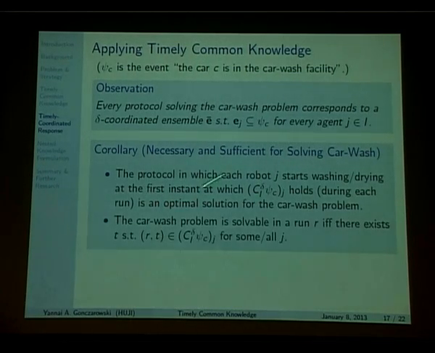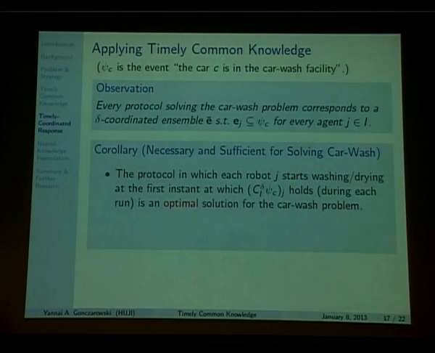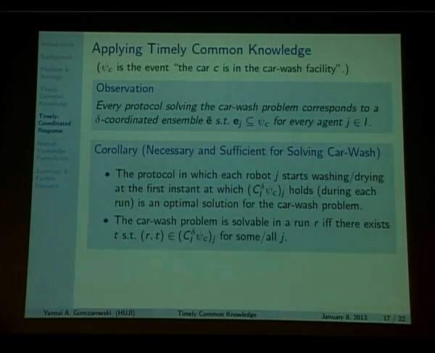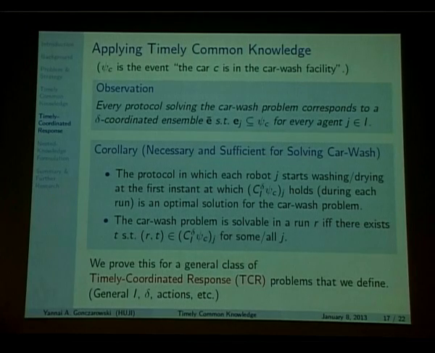So this was why timely common knowledge is sufficient for solving the car wash, and it turns out that it's also necessary. The car wash problem is solvable if and only if, along each run, each of the events corresponding to each of the washing robots holds at some point. We actually don't only prove this for the car wash. We prove this for a general class of what we call timely coordinated response problems that can take on any delta, any actions. The number of agents may be infinite, and so on.